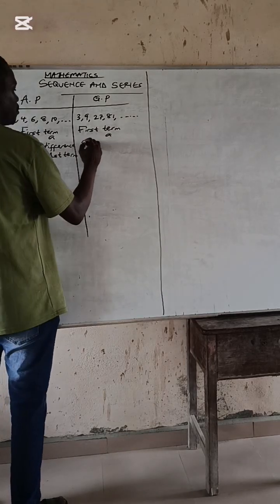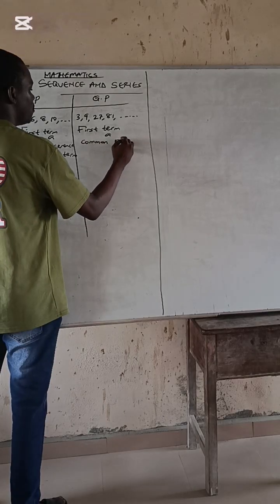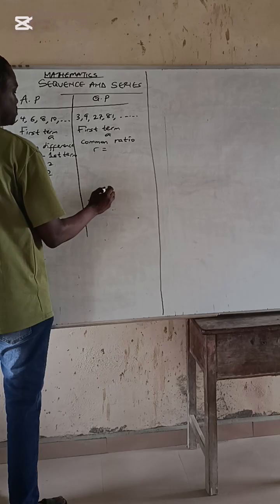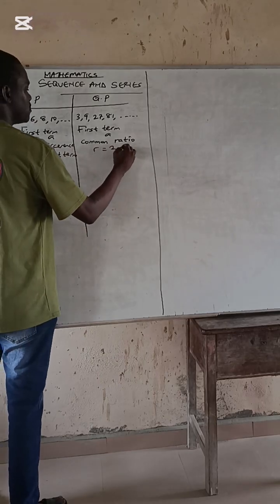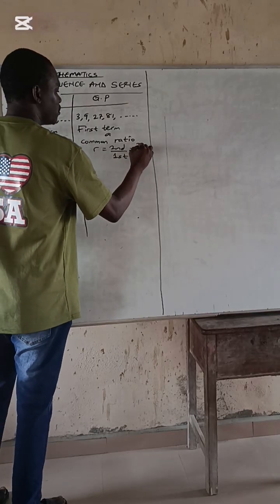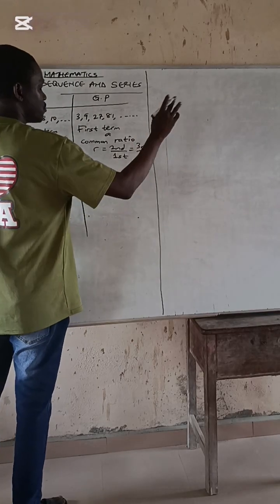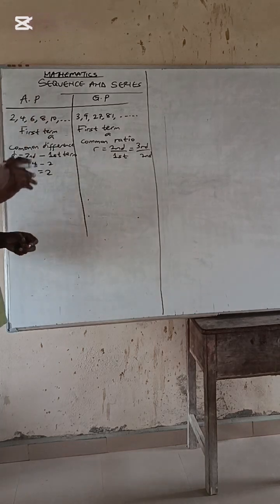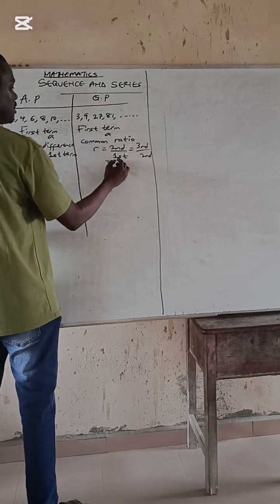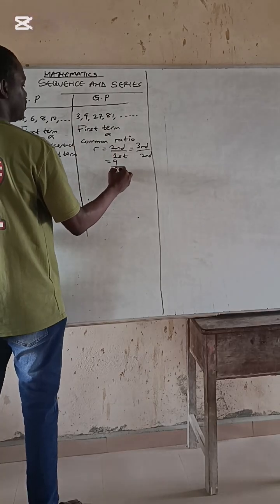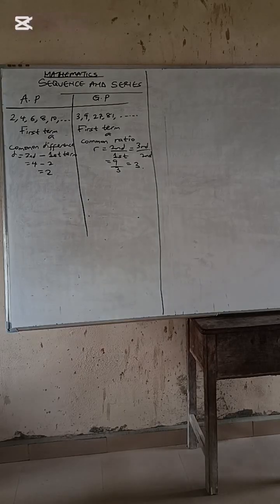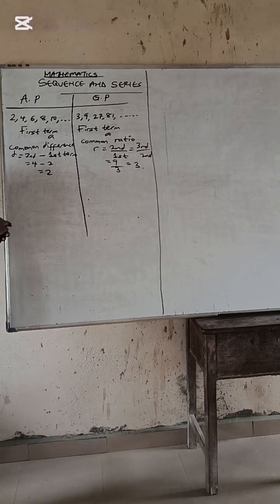But for this other one, we call it the common ratio. The common ratio is denoted by r, and it is gotten by saying the second term divided by the first term, or the third term divided by the second term, and so on and so forth. You can also say the 10th term divided by the 9th term. Now, looking at what we have here, the second term is 9, all over the first term, 3. So 9 over 3 gives us 3.